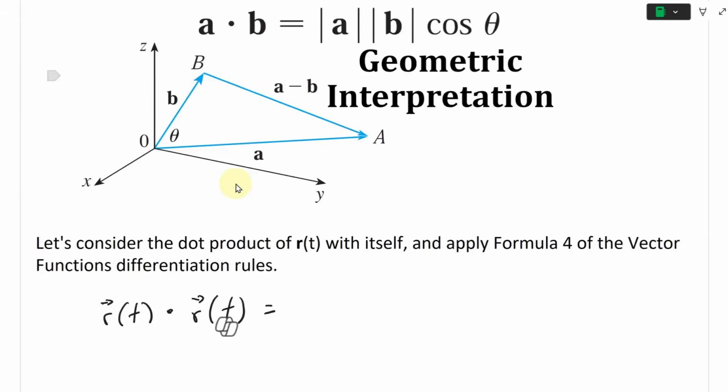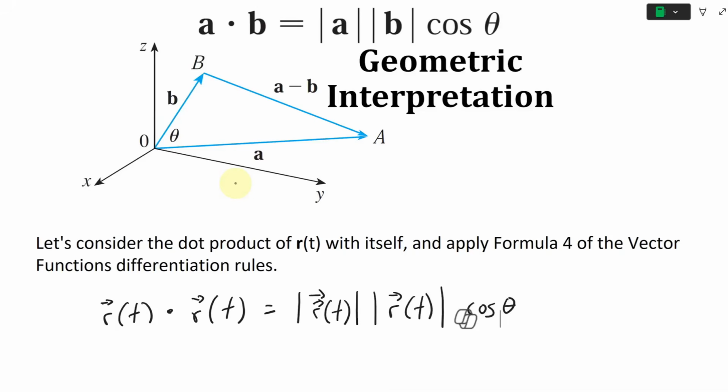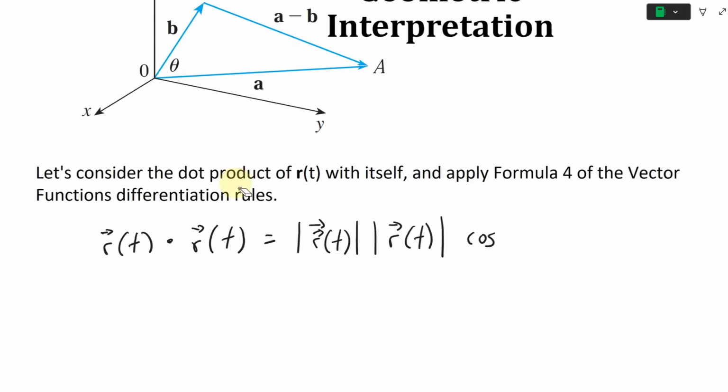This equals the absolute value of r, and then again the absolute value of r, so we just put a square there. Or for completeness, I'll also include it as well: the absolute value of the vector r of t, and then cosine theta. And in this case, cosine theta is just going to be 1, because this is basically a parallel vector.